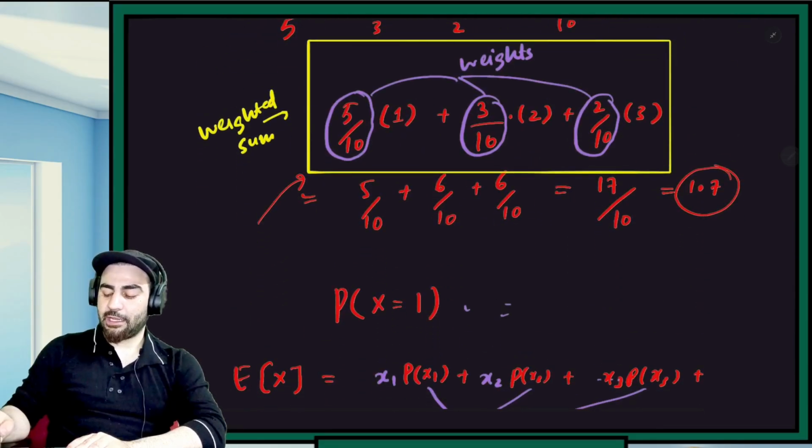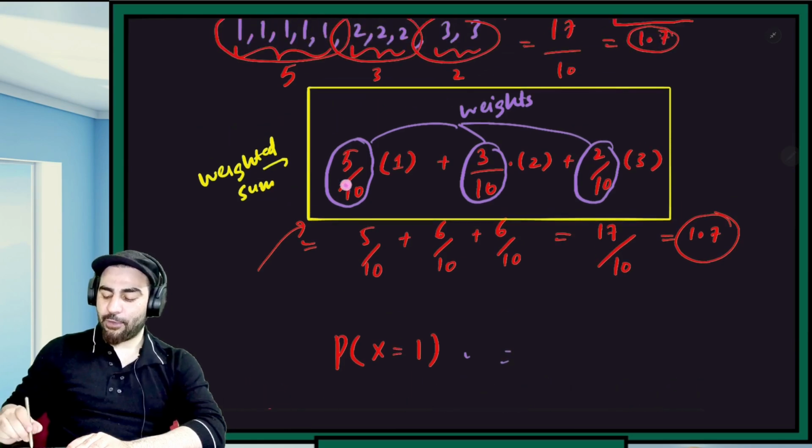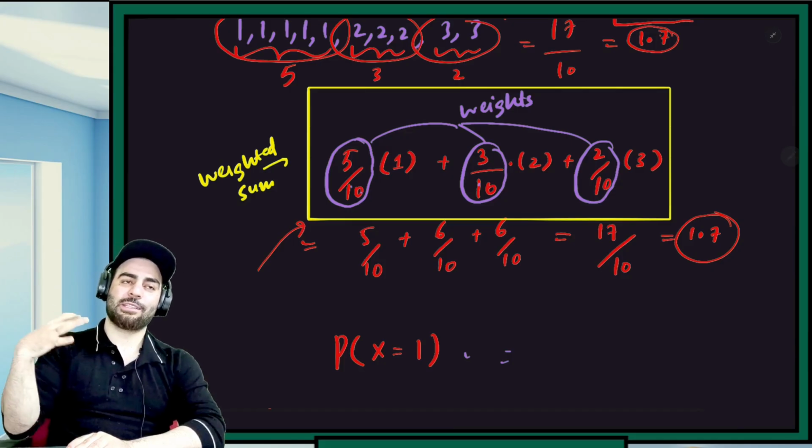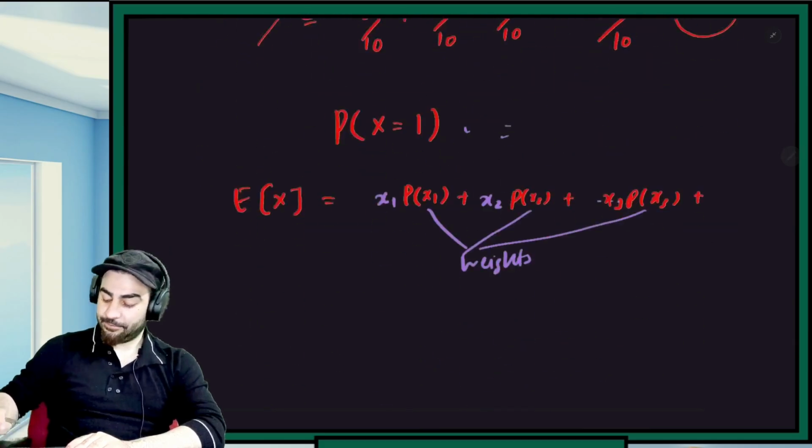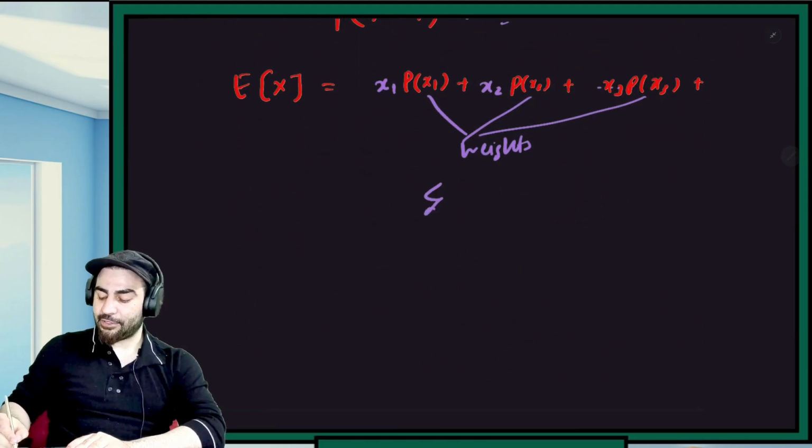So this 5 by 10, 3 by 10, 2 by 10, this actually is some sort of probability. Why? All of these things are non-negative. 5 by 10 is greater than or equal to 0. And if you add all these things together, it will be 1. So 5 by 10 plus 3 by 10 plus 2 by 10 is 10 by 10, that is 1. So similarly, in this case, the summation of probability of xi's should be equal to 1.